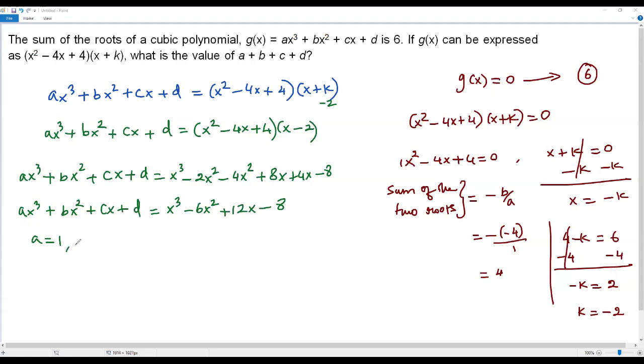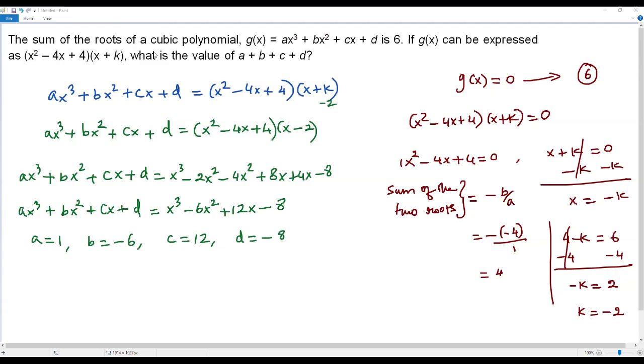Now let's compare the coefficients of x square. On the left side it is just b, on the right side it is negative 6. So b must be equal to negative 6. The coefficient of x on the left side is c, on the right side it is positive 12. And the constant term on the left side is d, on the right side it is negative 8. Now I have the values of a, b, c, and d.